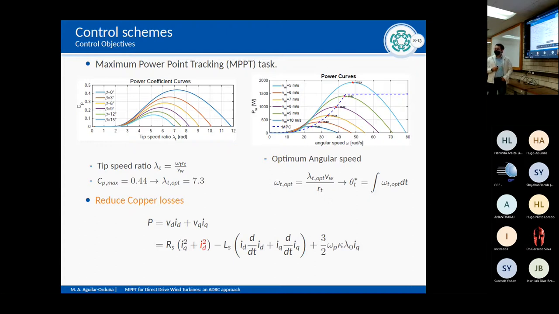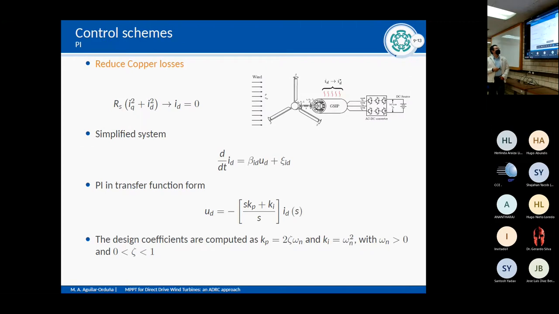Our second control objective is to reduce the copper losses. We can see these copper losses in the instantaneous active power equation. Here, we can notice that to minimize this effect, we need to regulate towards zero the direct current ID. These copper losses are often manifested in the machine as heat.